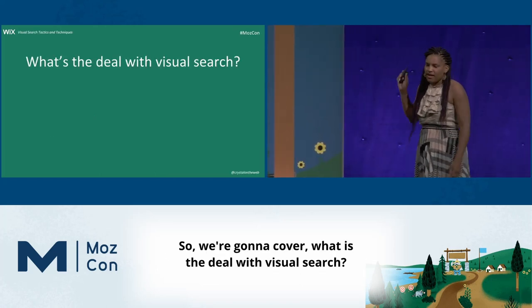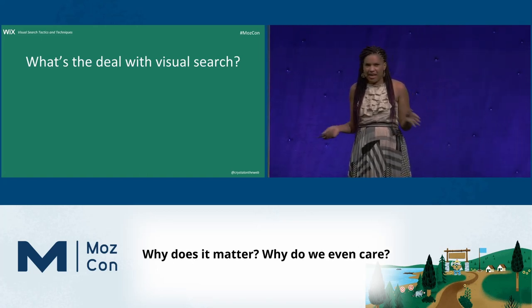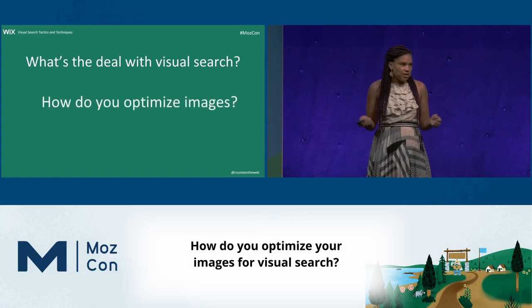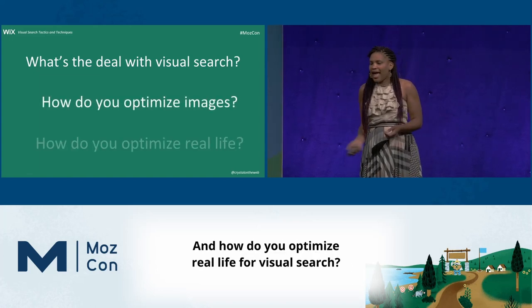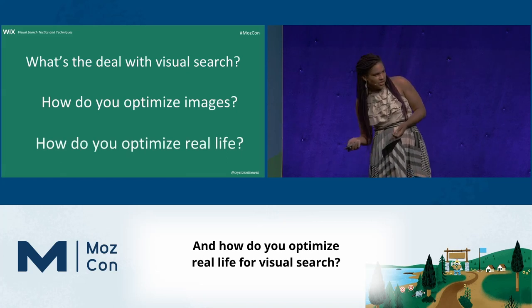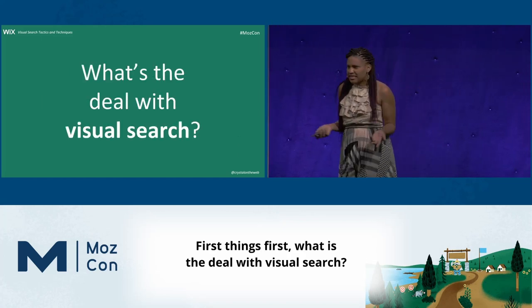So we're going to cover what is the deal with visual search? Why does it matter? Why do we even care? How do you optimize your images for visual search? And how do you optimize real life for visual search? So we're going to get into all of that. First things first, what is the deal with visual search?